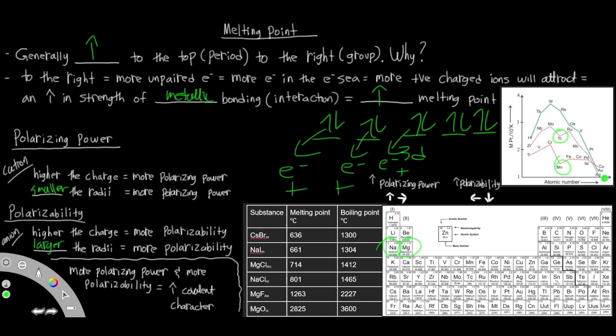So because Mg has more polarizing power, it is going to be less ionic. It is going to have a more covalent character. So it's not going to be held together as strongly, so the melting point is going to be lower. As you can see, it is lower than the NaCl.